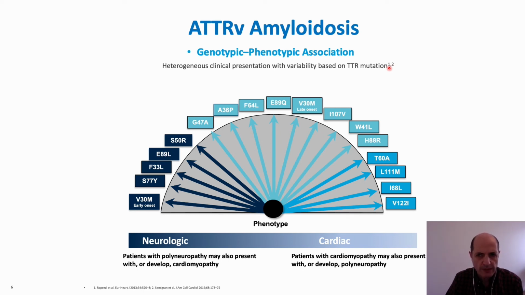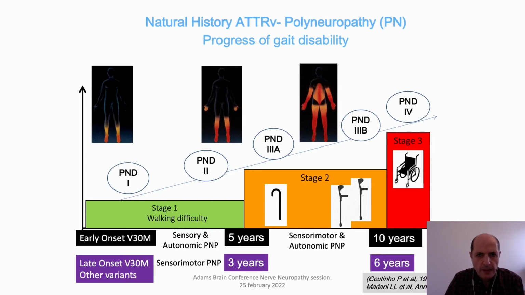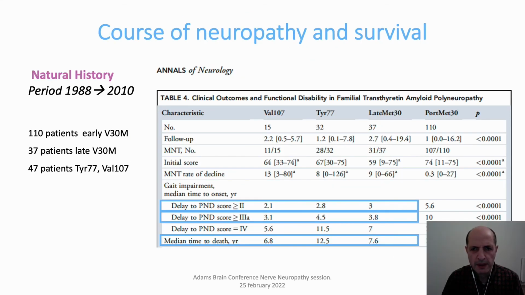The predominant clinical manifestation, neuropathic or cardiac, depends on the genotype. As an example, I122 is a cardiomyopathy, V30M is a purely polyneuropathy. ATTR amyloidosis with polyneuropathy is a severe progressive disease. One of the main impacts of the disease is gait disability, requiring aid for walking earlier in the late onset V30M variant. After onset, the delay to walking difficulty ranges between 2 to 3 years, and aid for walking is required 1 to 2 years later. Survival after onset is short, around 7 years.